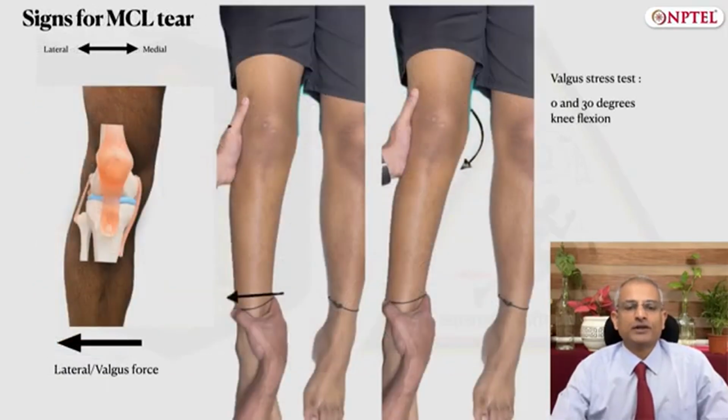Now coming to the provocative tests done for collateral ligaments of the knee. The valgus stress test is done for medial collateral ligament injury, and this is done at 0 and 30 degrees of knee flexion. A laxity in the medial collateral ligament or opening of the medial joint line at 0 degrees indicates that there may be a combined ACL and MCL injury, whereas an opening only at 30 degrees indicates an isolated MCL injury.